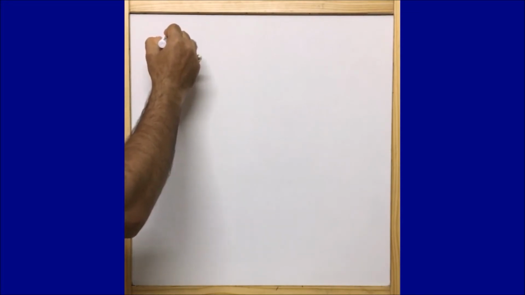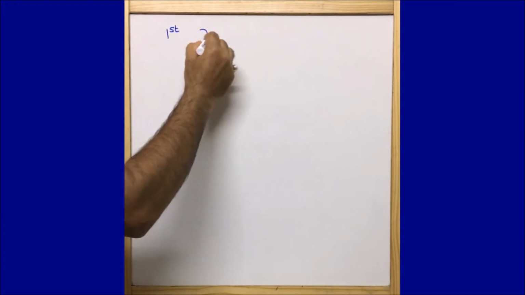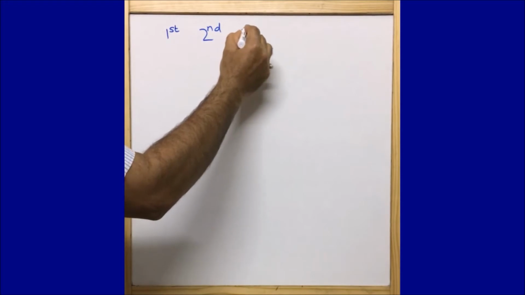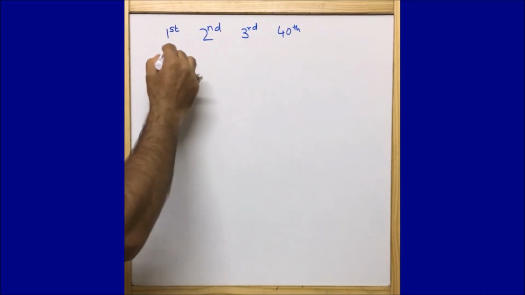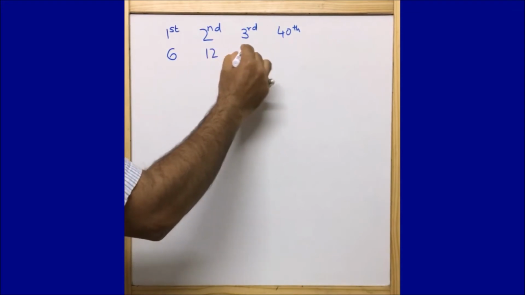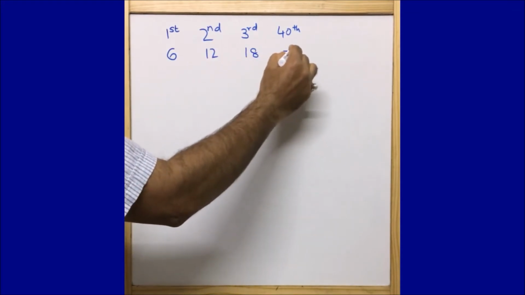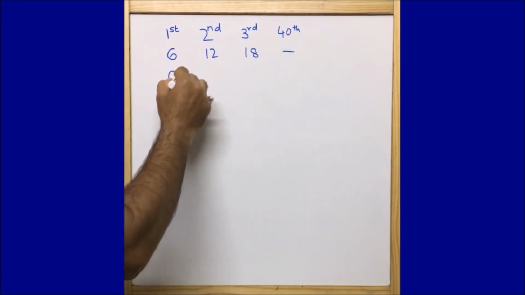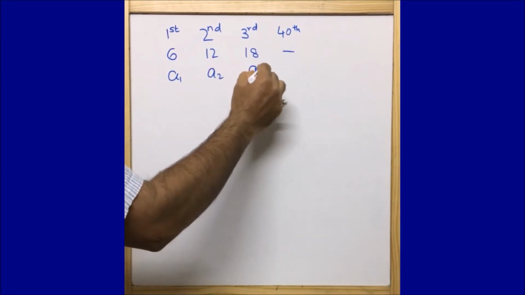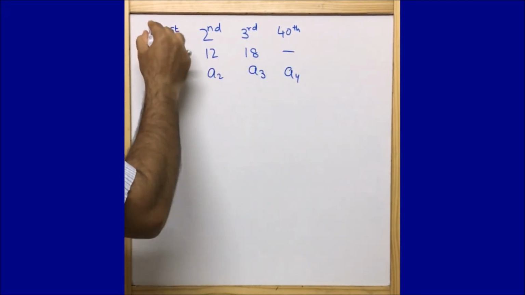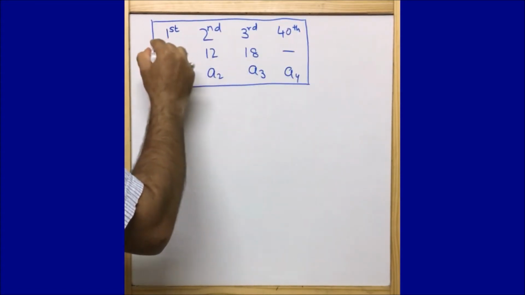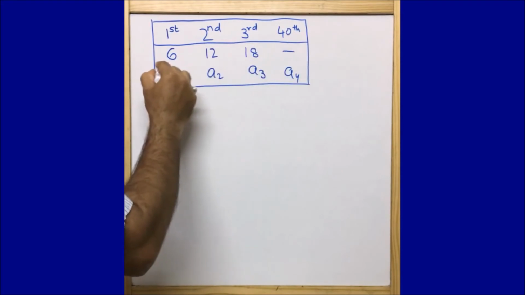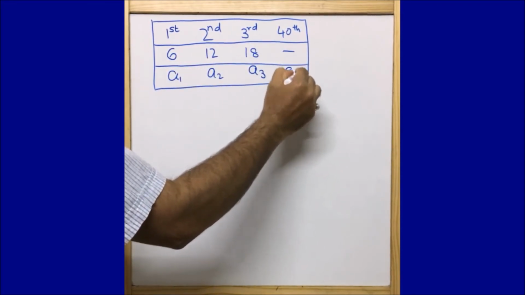Now let me write down the data whatever we have like this: first term, second term, third term and 40th term, because we are going to find out the sum of the 40 terms. As it is a multiple of 6, 6 1 is 6, 6 2 is 12, 6 3 is 18, and the last term I am leaving blank because we don't know how much the 40th term would be. So naming them A1, A2, A3, A40. This is the info that we have with us. Using this data only we are going to find out the sum of the 40 terms, that means S40.